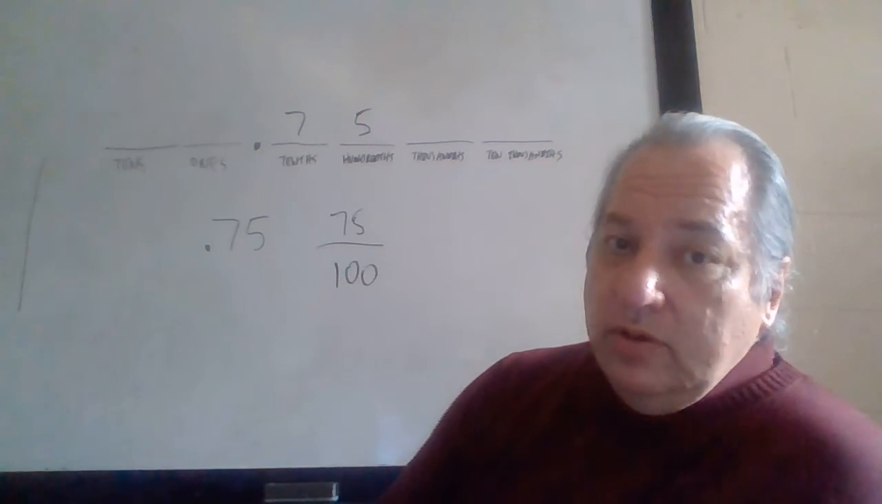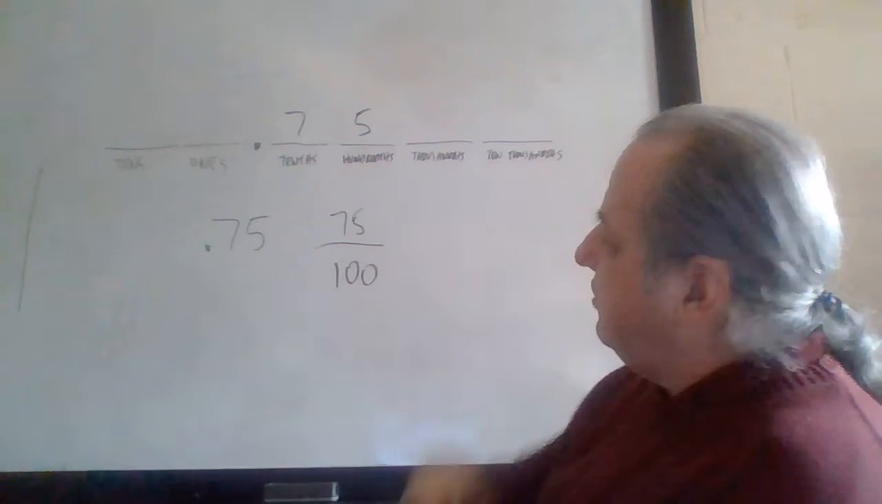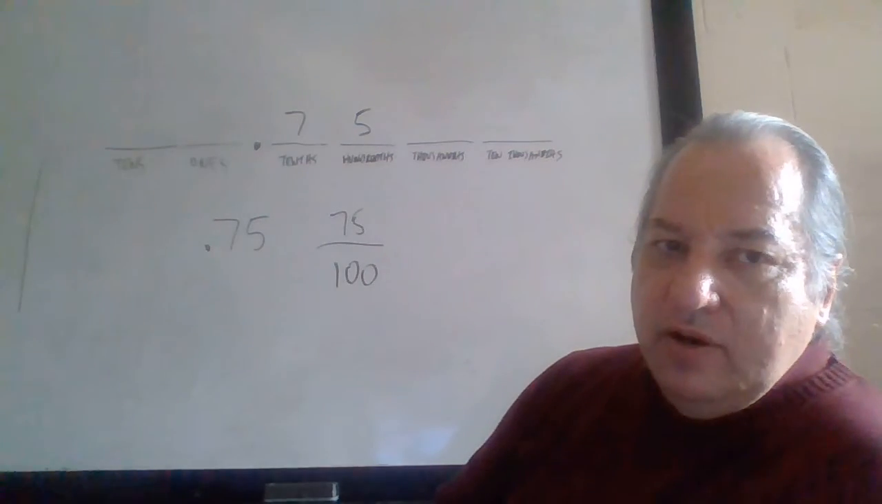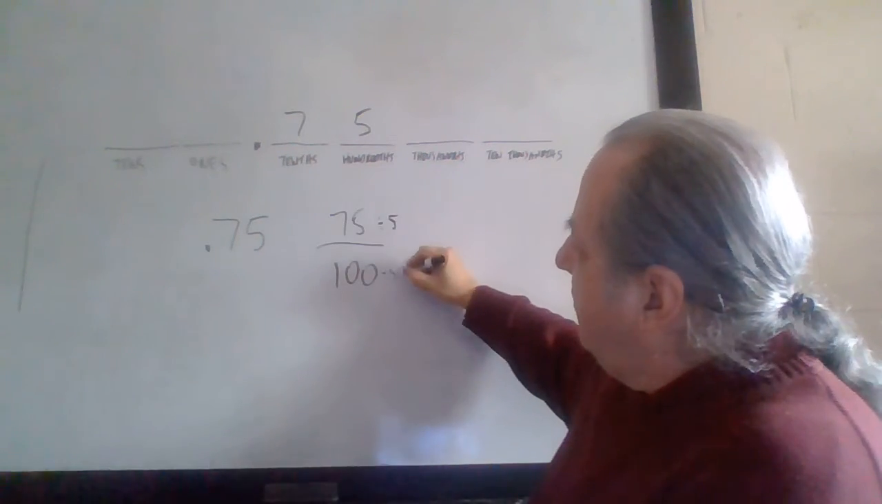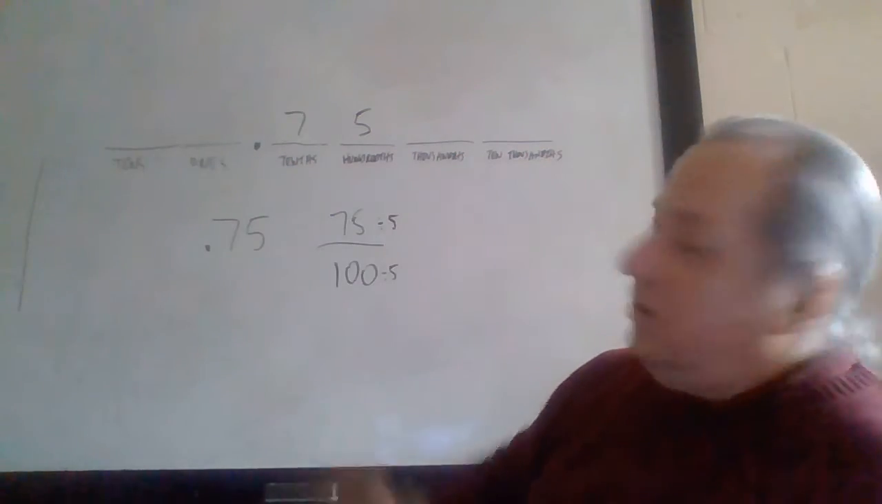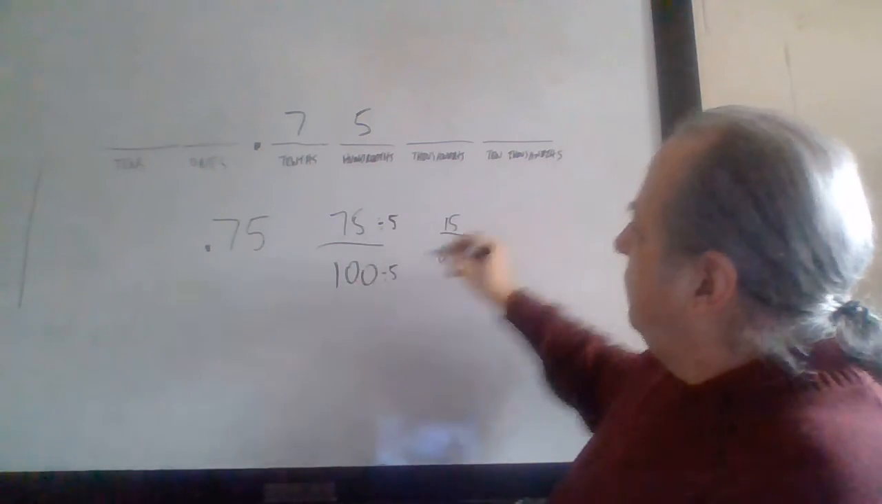Answer is no. I know 5 will go into both of these because this ends in a 5 and this ends in a 0. 5 will go into any number that ends in a 5 or 0. So I can divide 75 by 5 and 100 by 5. 75 divided by 5 is 15. 100 divided by 5 is 20.